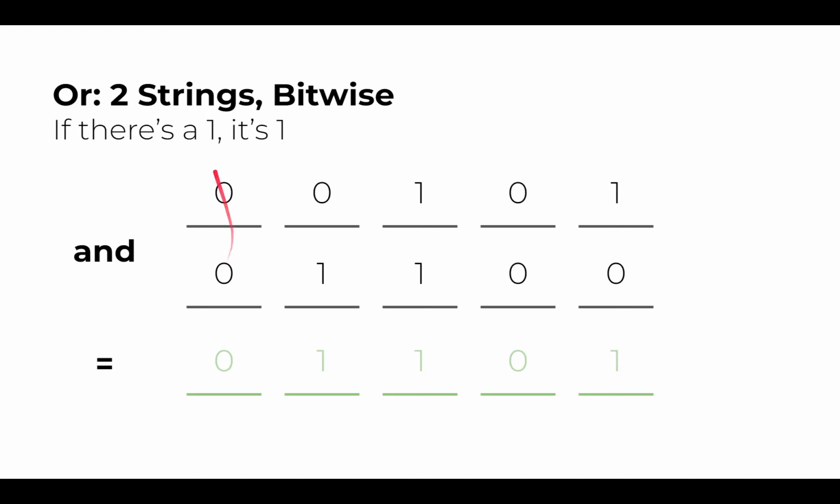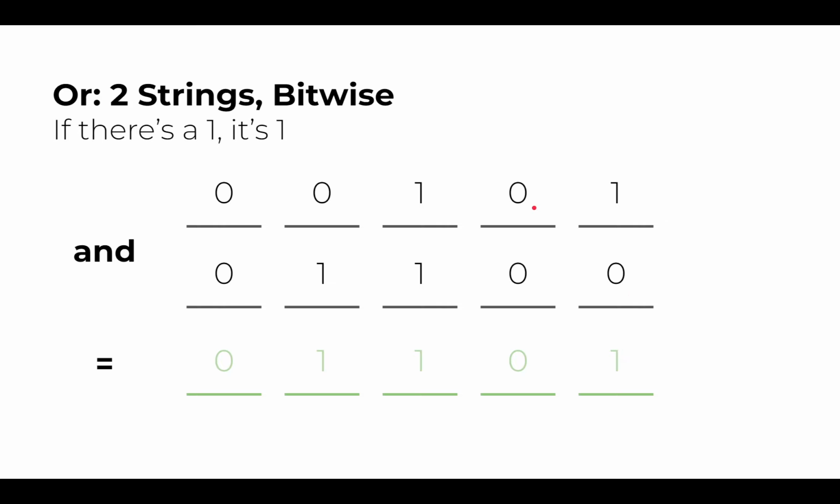Finally, there's OR, which, again, takes 2 strings and is bitwise, and the rule for OR is if there's a 1, it's a 1. So 0 and 0 is 0, 0 and 1, well, there's a 1, so it's 1. 1 and 1, there's a 1 there, so the answer is 1. 0 and 0 is 0, and 1 and 0 is 1, because there's a 1 up here.